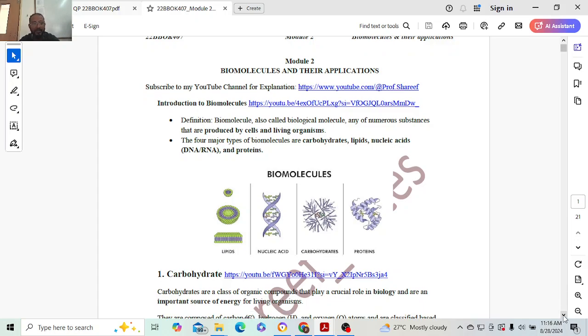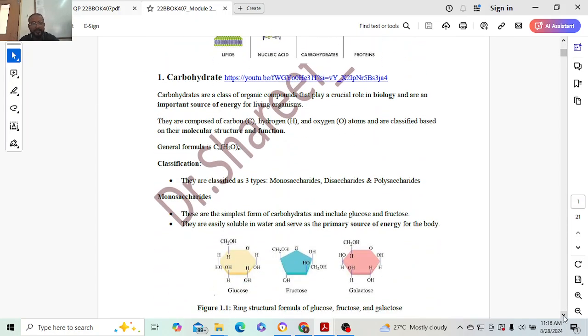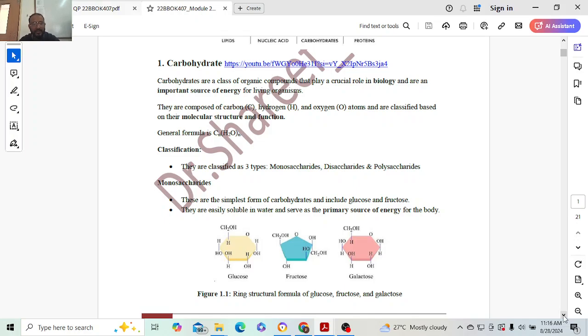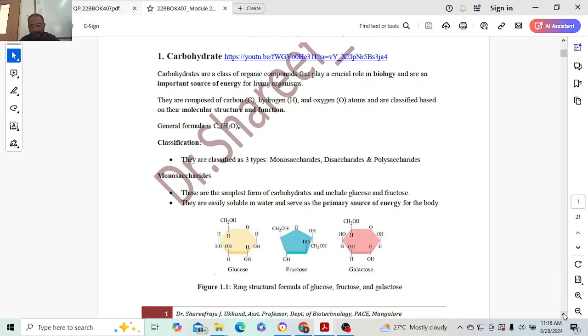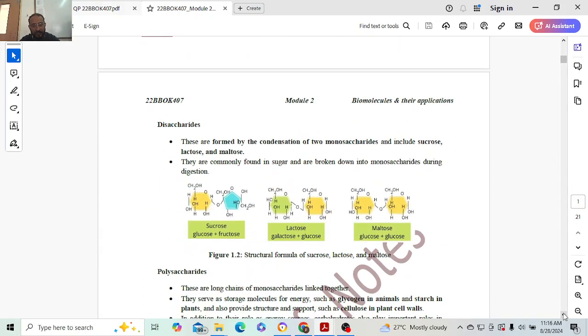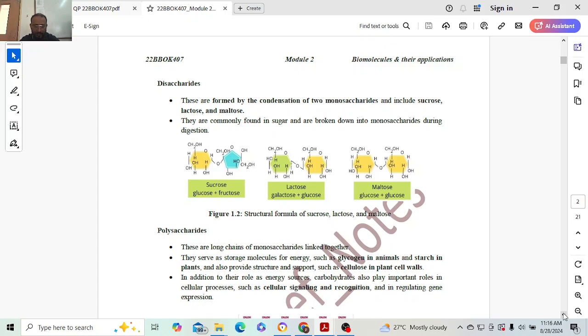Now definitely you have to give an introduction about carbohydrates, anything you can give. The classification plays a very important role: monosaccharides, disaccharides and polysaccharides. You need to explain these with examples. What are monosaccharides? Give an example. What are disaccharides? Give any one example. No need to give all of sucrose, lactose, maltose. Give any one. Next, polysaccharides.